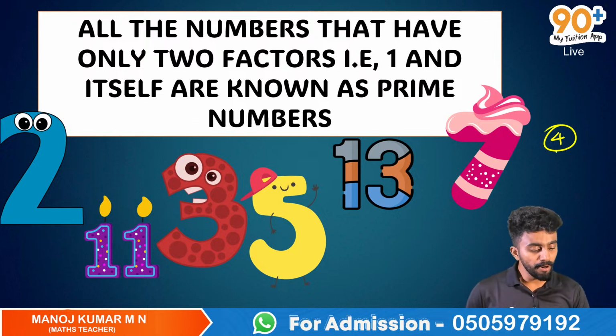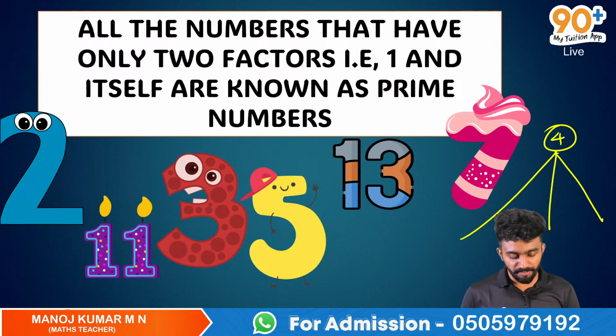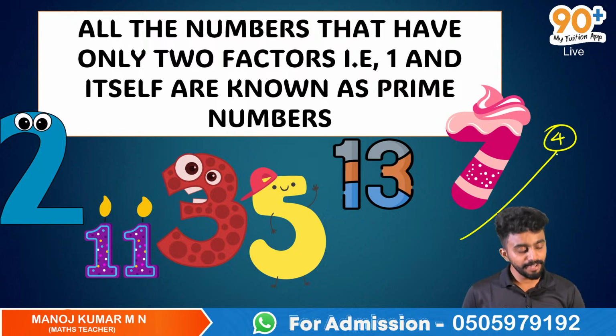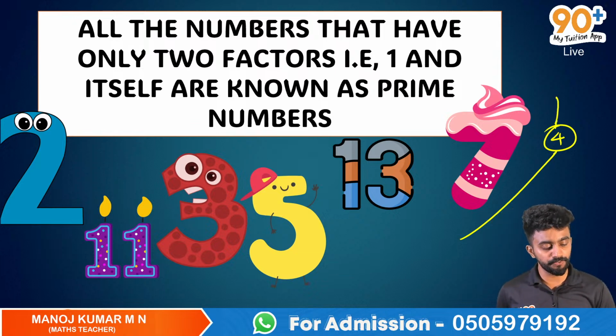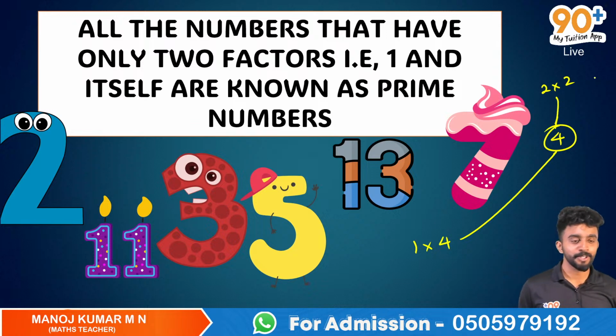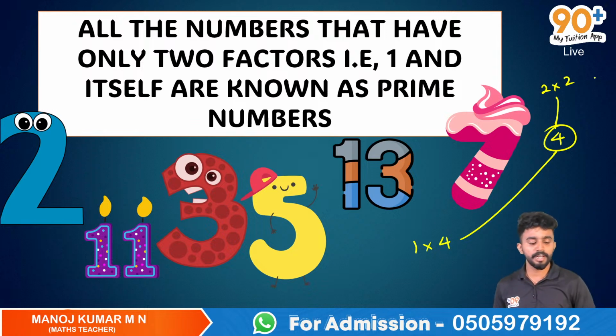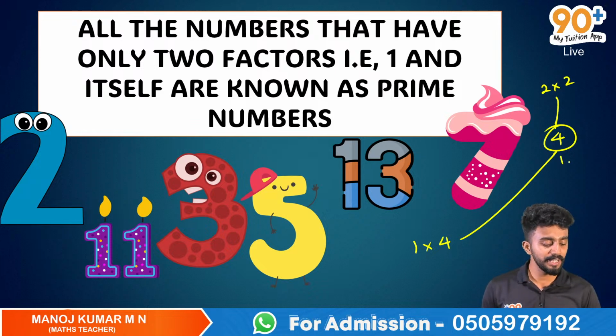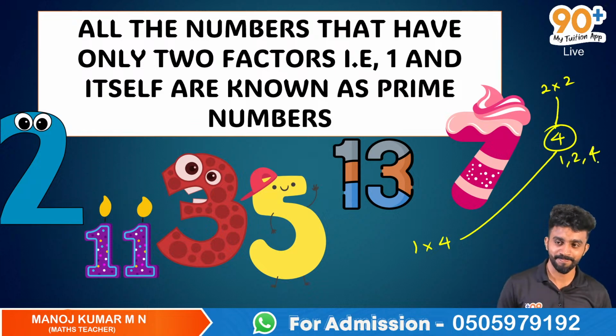Because the number 4 I can write in two different ways. I can write 1 into 4 or 4 into 1, and I can write 2 into 2. 2 into 2 is also 4. So the number 4 is having how many factors, guys? It is having 1, 2 and 4.